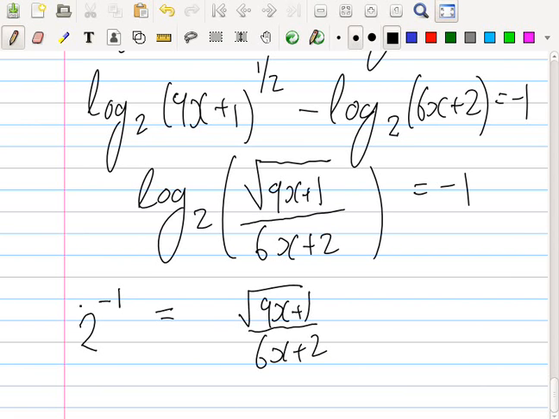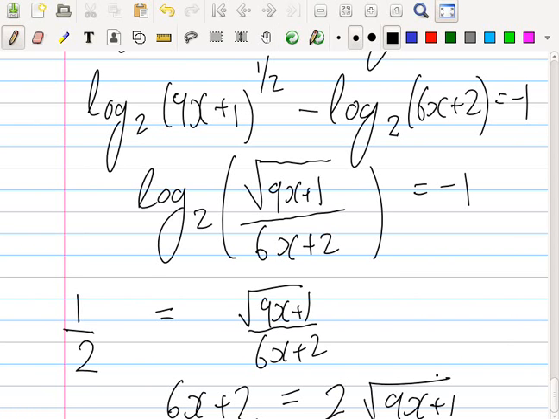Now 2 to the power of minus 1, what's that actually? Not minus a half, it's a half. Now if I bring the 2 up to the right and the 6x plus 2 up to the left, I get 6x plus 2 equals 2 square root 9x plus 1. Getting nearly there now.